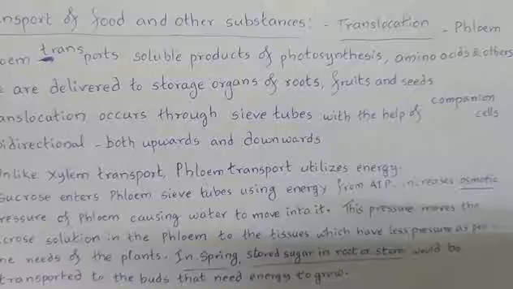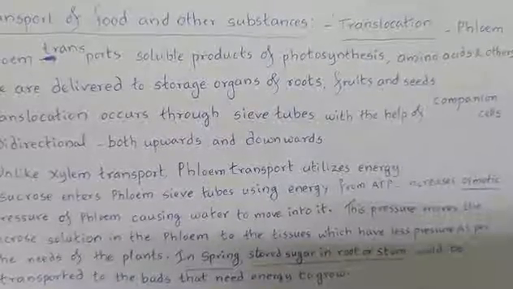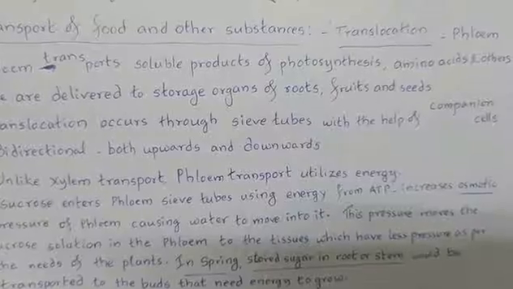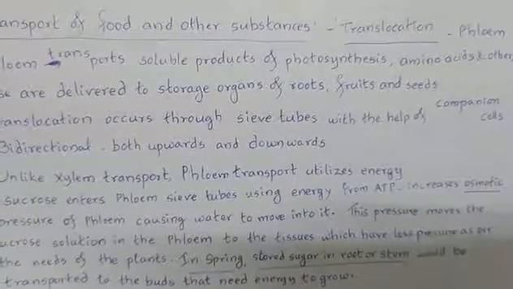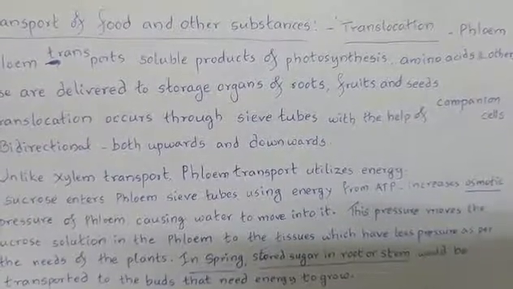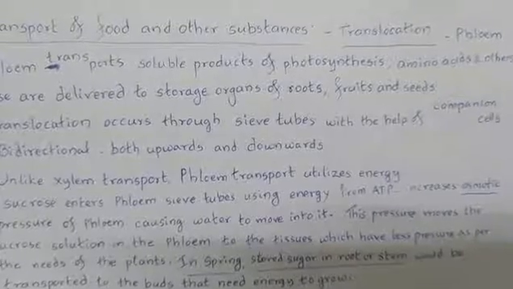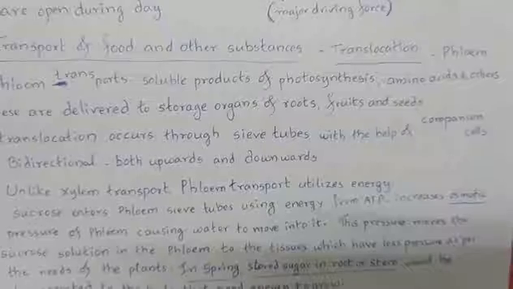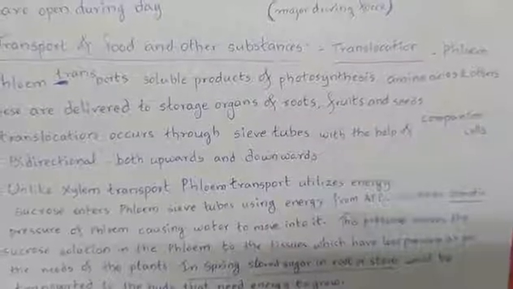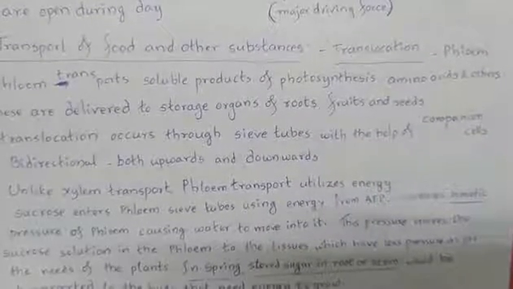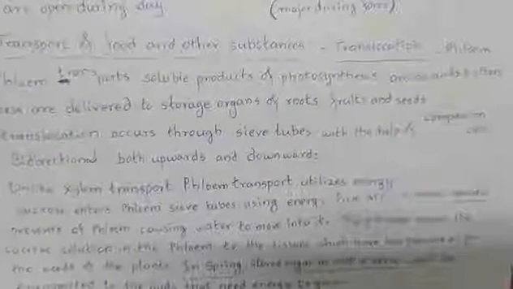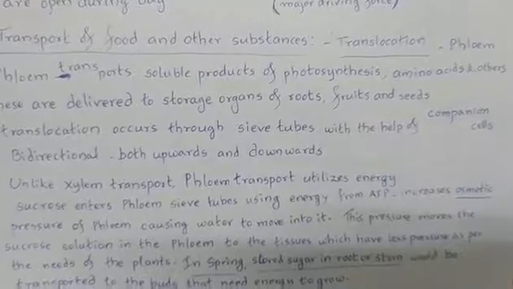But whatever it may be, in the transport of food, energy is spent. So it involves active transport. The food transport by phloem involves active transport, unlike the xylem transport, wherein only physical forces, that is root pressure and transpirational pull, are involved. With this, we have completed transportation in plants.